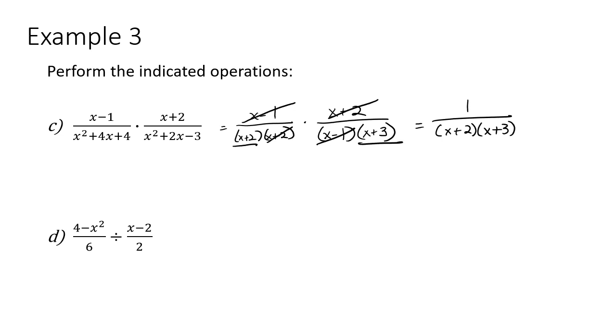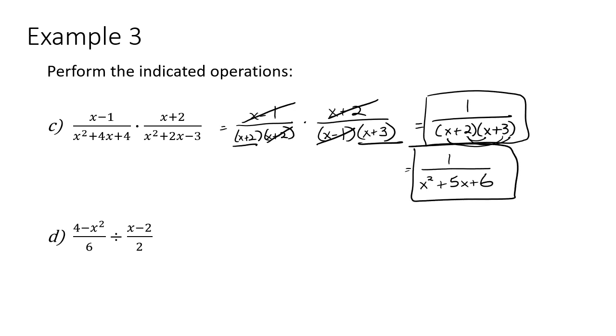x plus 3. And so this works as a final answer, but you could also FOIL out that polynomial in the bottom now and write this as x squared plus 2x plus 3x would give us a plus 5x, and then 2 times 3 would give us a plus 6. So either one of these would work as a suitable final answer.